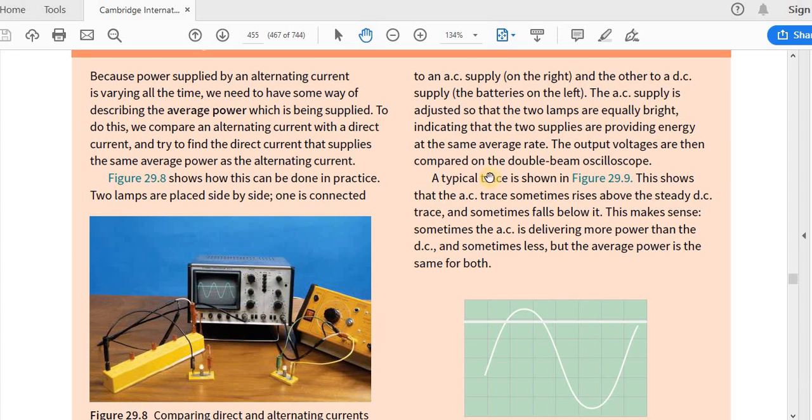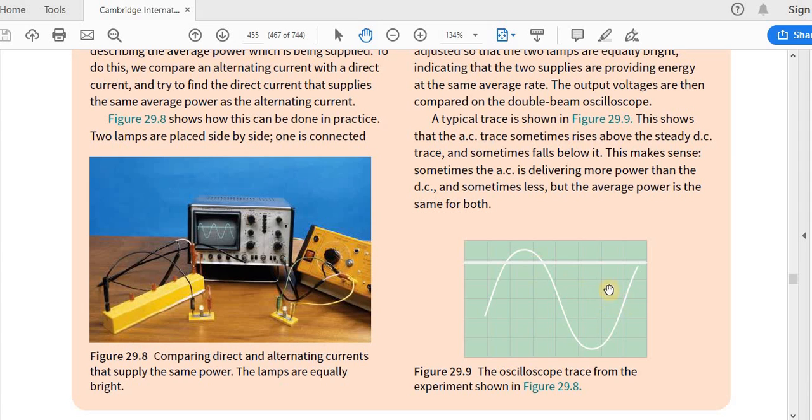The output voltages are then compared on the double beam oscilloscope, and here we get the trace. A typical trace is shown in figure 29.9. This shows that the AC trace sometimes rises above the steady DC trace and sometimes falls below it. You can see this is the AC, this is the DC, direct voltage and alternating voltage. This makes sense. Sometimes the AC is delivering more power than the DC and sometimes less, but the average is the same for both.